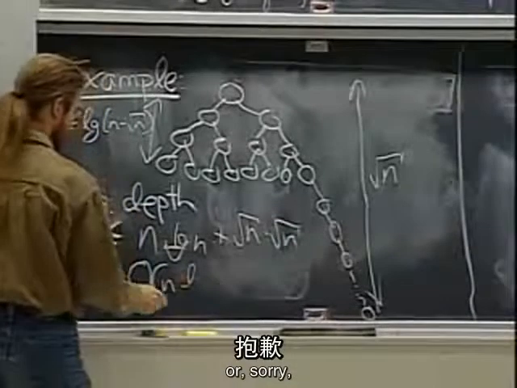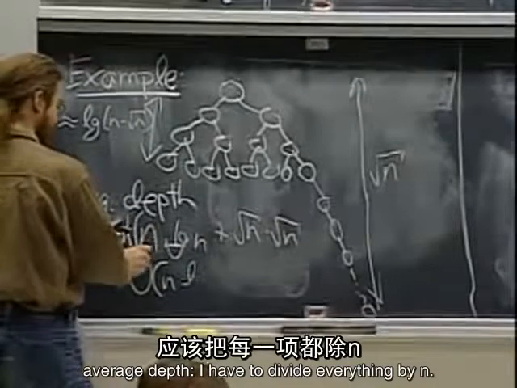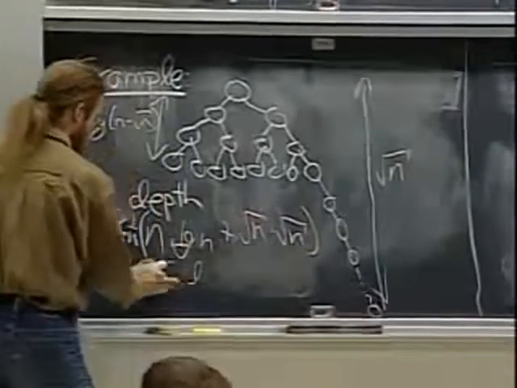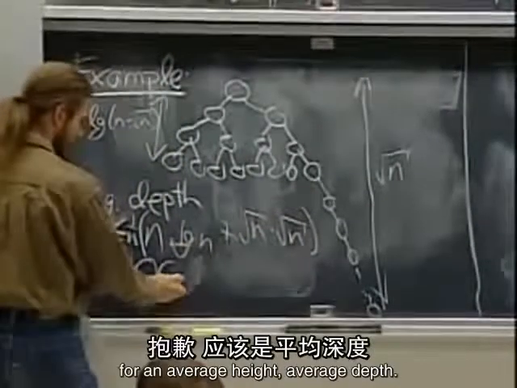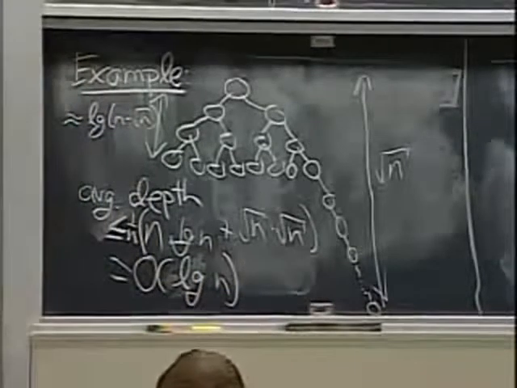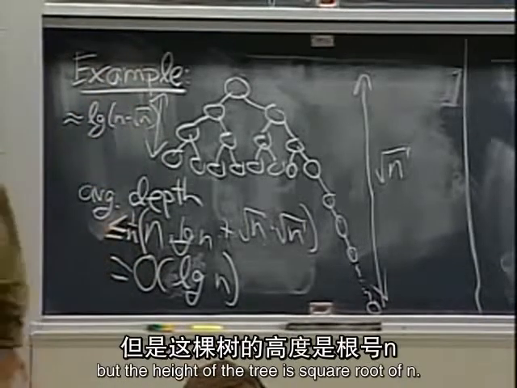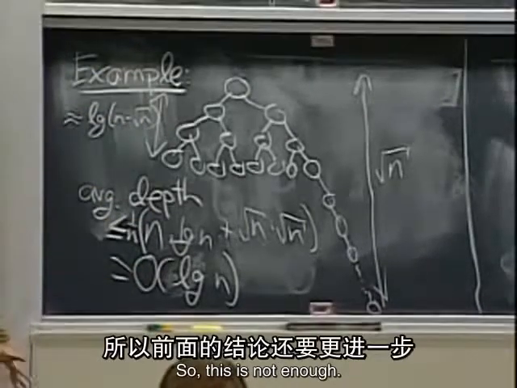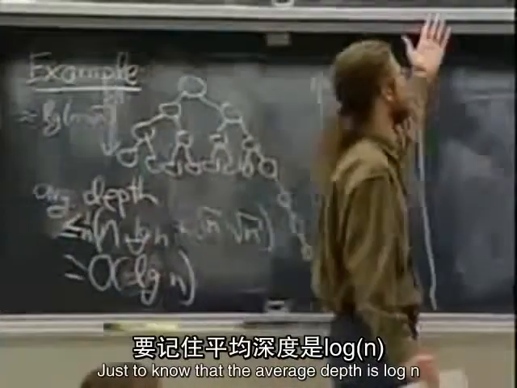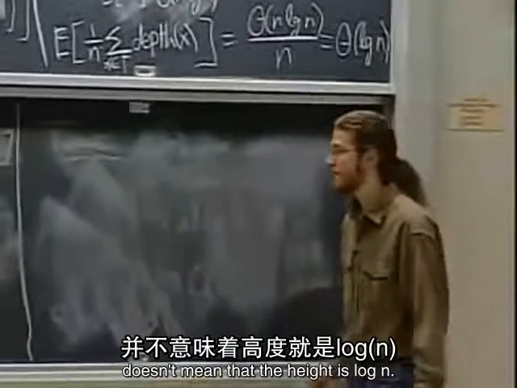Or sorry, average depth, I have to divide everything by n. N log n would be rather large for an average height. Average depth. So the average depth here is log n, but the height of the tree is square root of n. So this is not enough. Just to know that the average depth is log n doesn't mean that the height is log n.